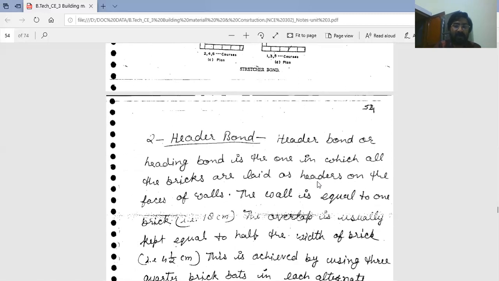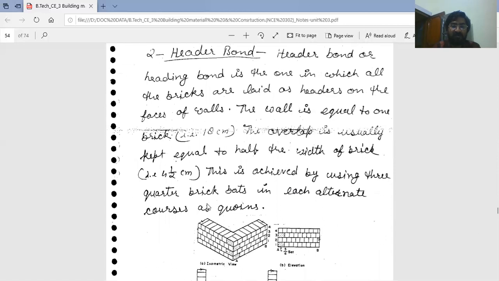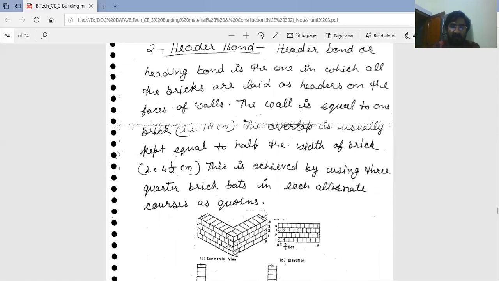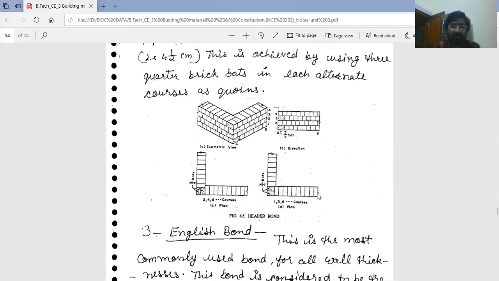Second is header bond. Header bond or heading bond is the one in which all the bricks are laid as headers on the face of wall. The wall is equal to 1 brick thick wall. The overlap is usually kept equal to half the width of brick, that is 4.5 centimeter. This is achieved by using 3/4 brick bat in each alternate course as quoin. Quoin means corner of the wall. This is the header bond, and thickness of the wall is 1 brick thick wall, 19 centimeter.